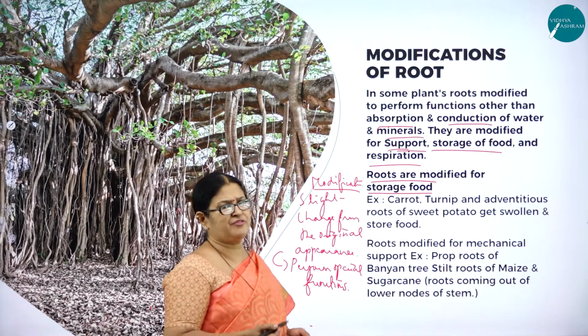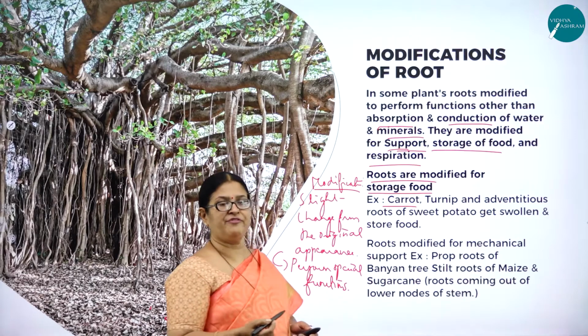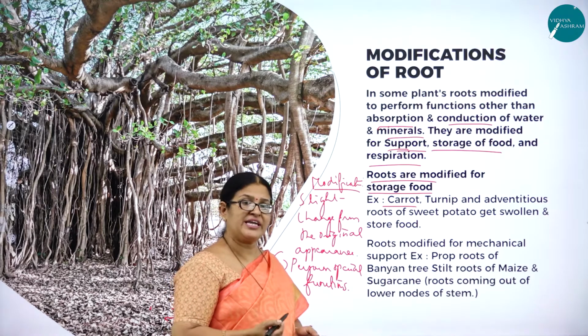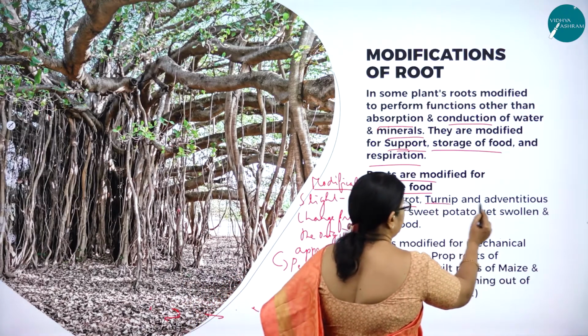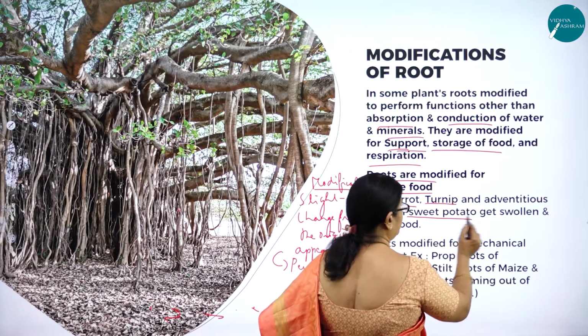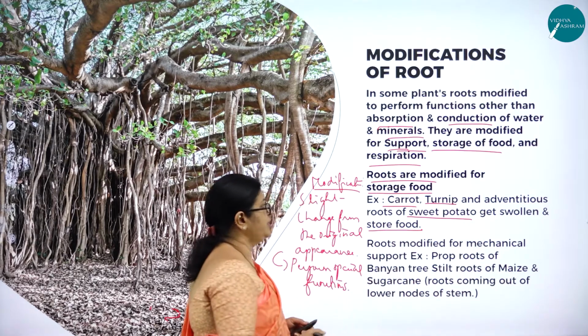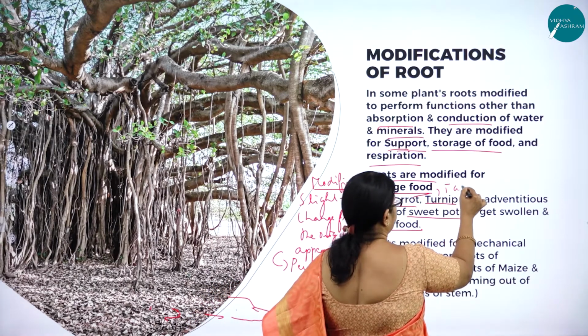I think all of us are familiar with carrot. Carrot is a root modified for food storage. Why do we eat carrot? It is full of nutrients, right? Turnip, then you might have come across the adventitious roots that are modified, that is sweet potato, which gets swollen to store food.